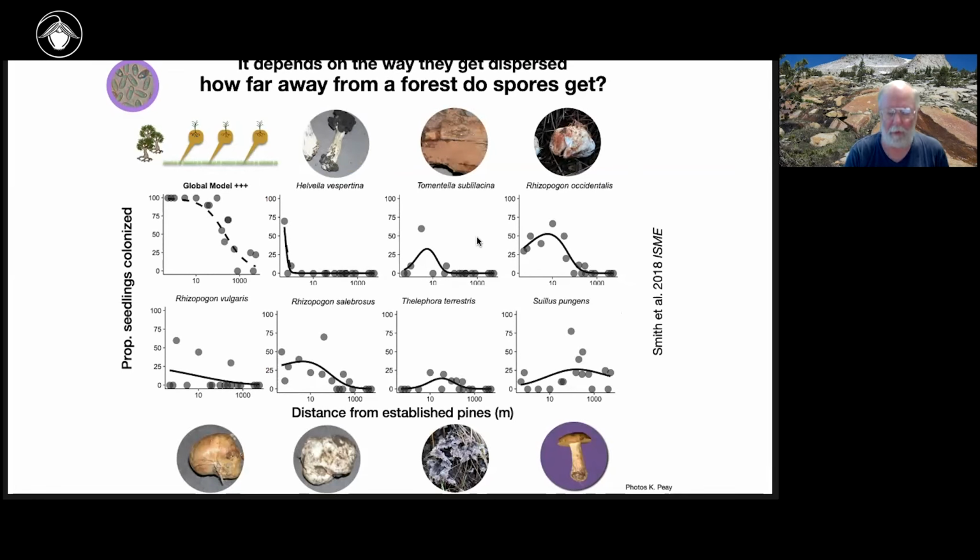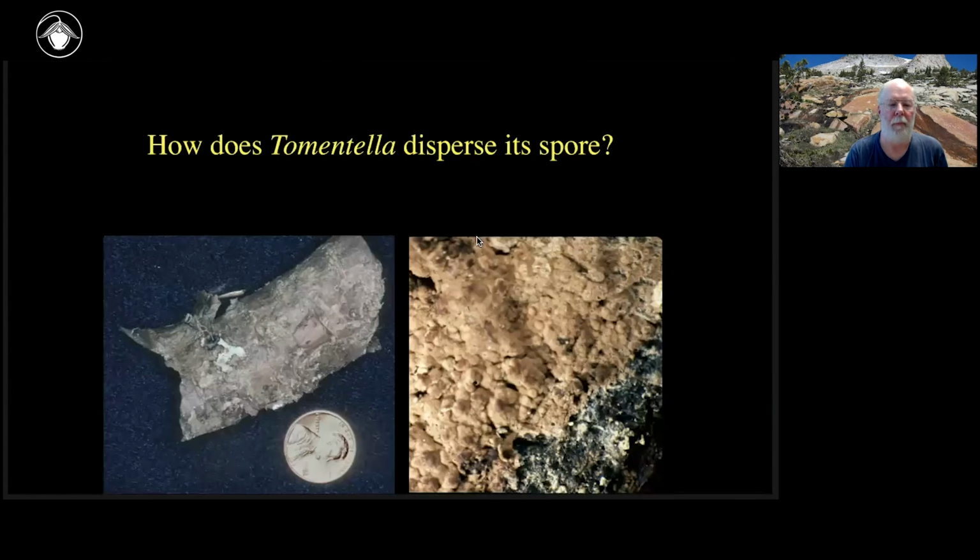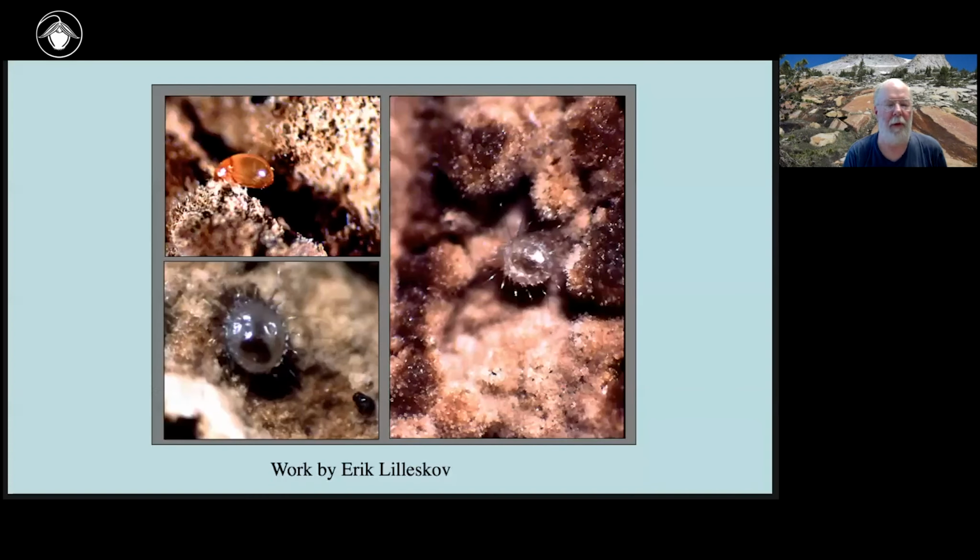This is Tomentella, one of these little crust fungi. Here's the little piece of Tomentella that you're looking at here. So it's not much. So you can see why it's not going far, in part because there aren't that many spores, right? And they're not getting released to the air very effectively. But the other reason is that it probably moves more by insects than it does by air.